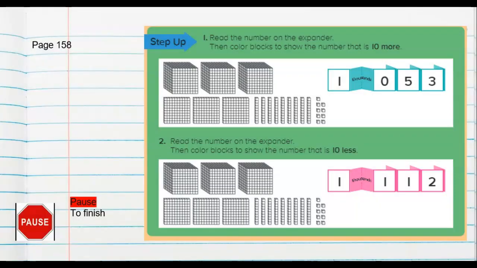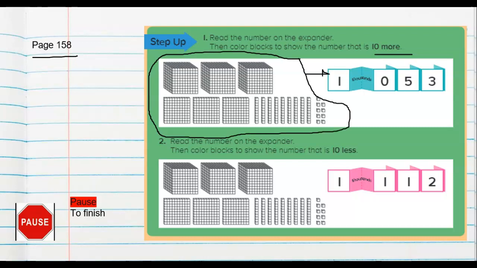All right, you're going to need your crayons and your pencil for this page. Right now you're going to read the number in the expander, so that's right here, then color blocks to show a number that is 10 more. So right here you're going to show your answer in blocks, okay? So what I need you to look at is this expander. Let's do it together.